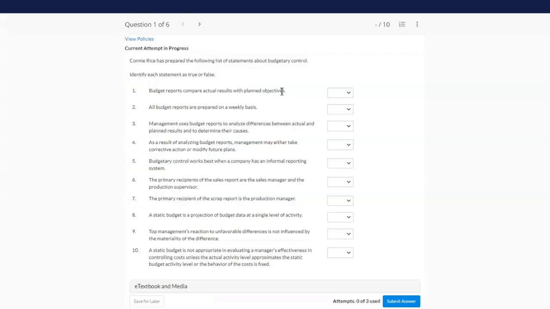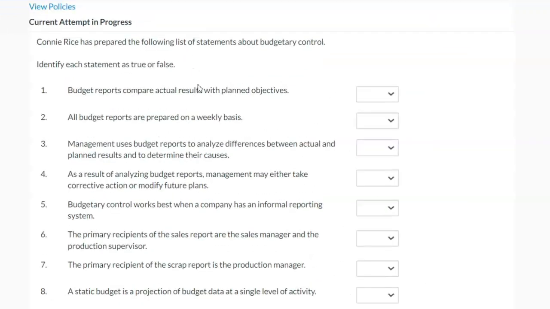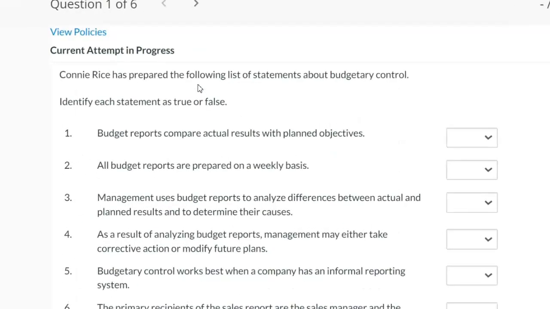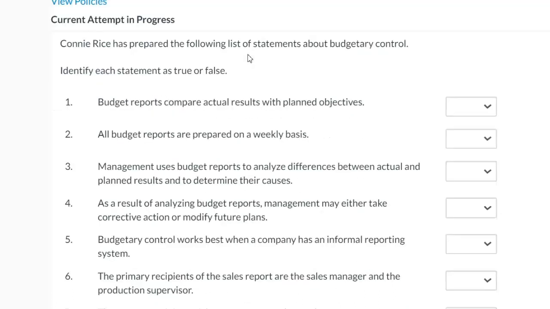Good on ya. Okay, I'll zoom in a little bit. Let's make it large. Larger. Yeah, good, good. Okay.